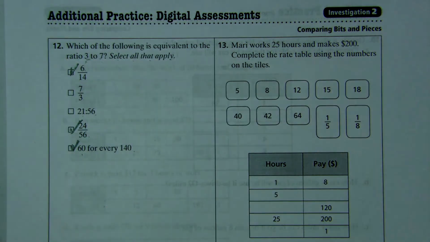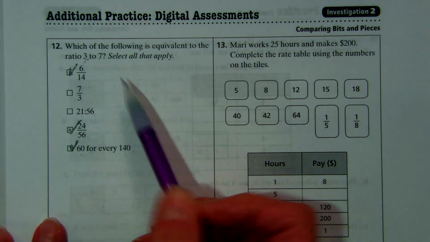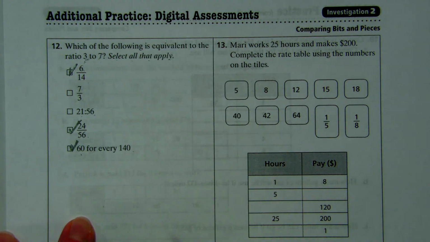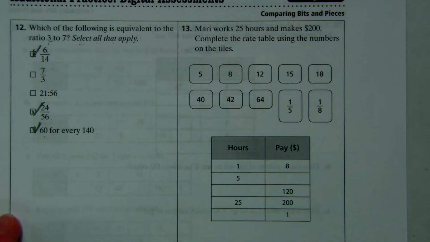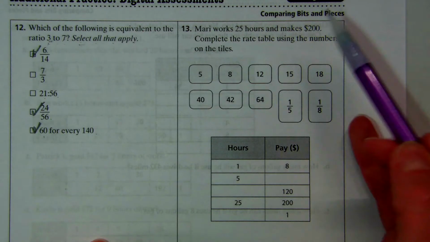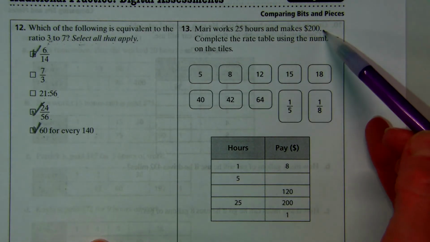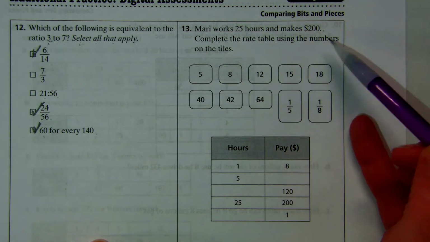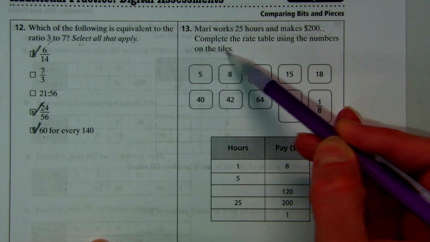Good. So when you want to pay attention to directions, this was not multiple choice. It was not select one. It was select all that apply. Okay, so over here it says Mari works 25 hours and makes $200. Complete the rate table using the numbers on the tiles.